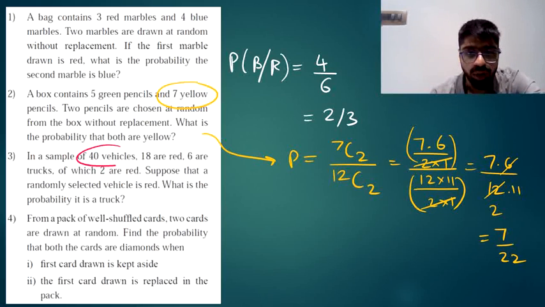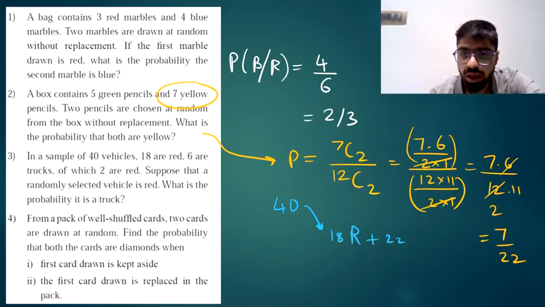In a sample of 40 vehicles, 18 are red, 6 are trucks, out of which 2 of them are red. Suppose that a randomly selected vehicle is red. What is the probability it is a truck? Okay, let's process that again. In a sample of 40 vehicles, 18 are red. So there are 40 vehicles, out of which 18 are red and 22 are not red.